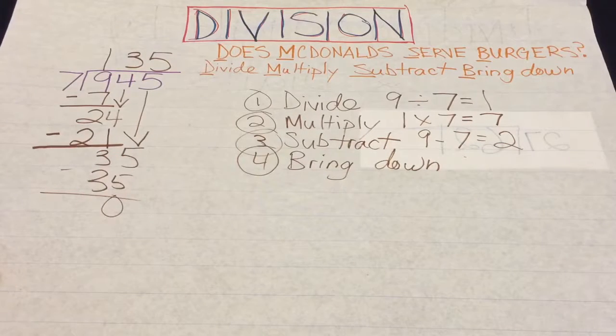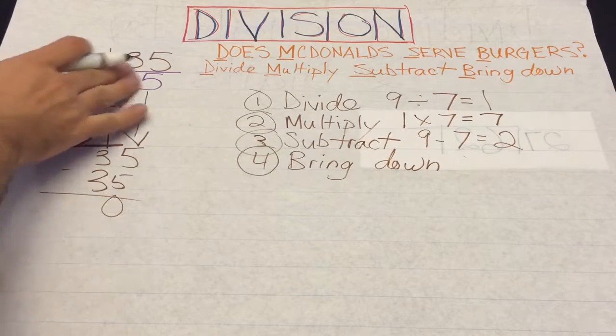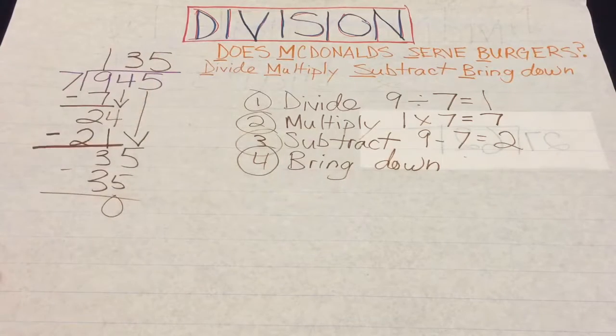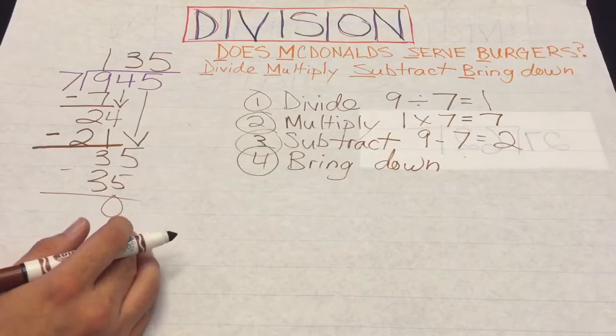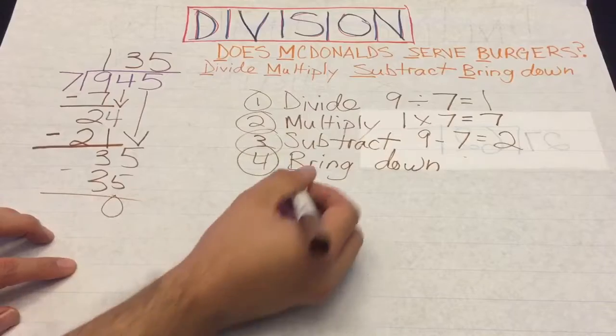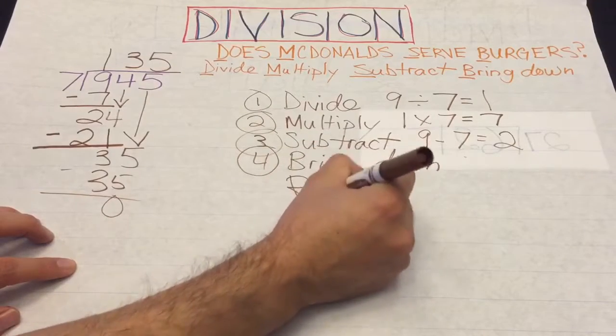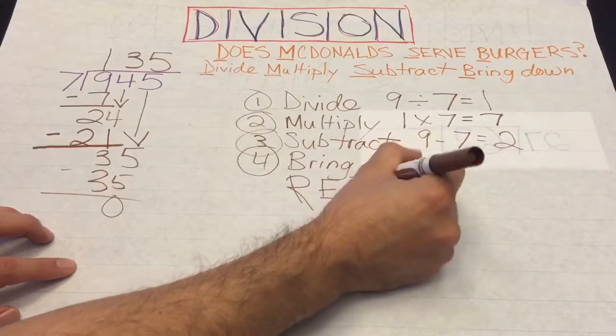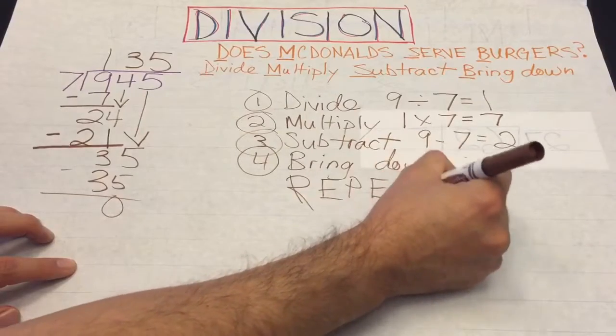It's 0. Do we need to bring down anymore? No. We already brought down all of our numbers. We are now officially done. Remember, for each digit, you are going to follow these steps. At the end of doing these steps, you will repeat until you run out of numbers.